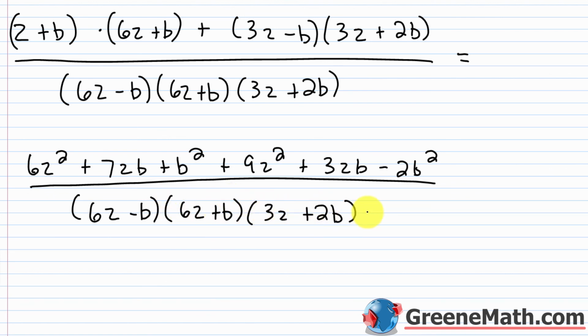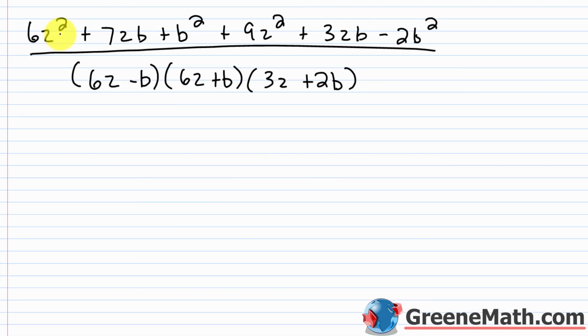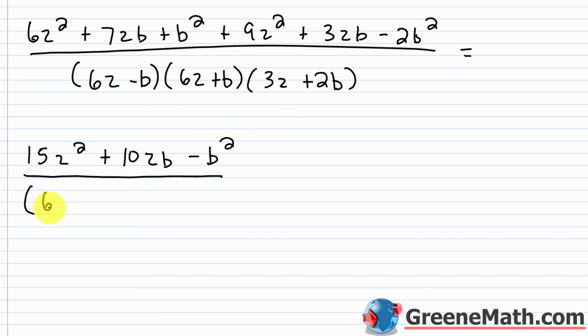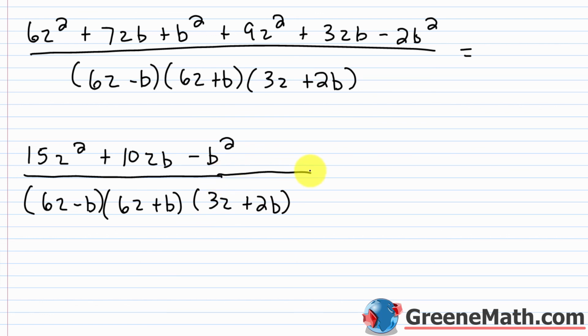All right, so for like terms, I have 6z squared and 9z squared. That is 15z squared. I have 7zb and 3zb. That's 10zb. I have b squared and negative 2b squared, so that's minus b squared. Then this is all over, again, 6z minus b times 6z plus b, and then times 3z plus 2b. Okay, so one last step just to check to see if the numerator can be factored.